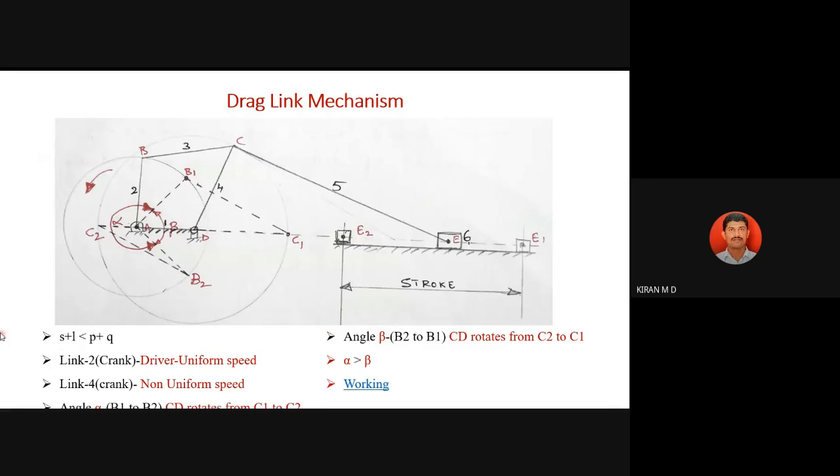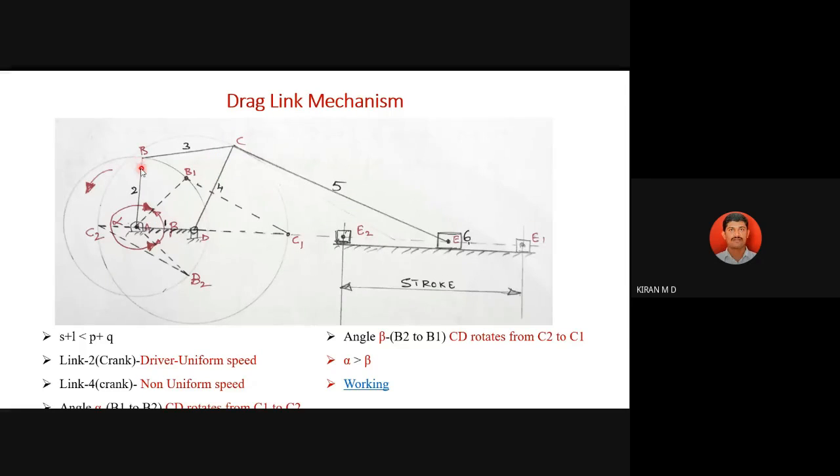Okay, so next is the drag link mechanism. Just briefly, I will tell you the mechanism. It is also an inversion of the four-bar mechanism, having the sum of the shortest link plus the longest link less than the sum of the lengths of the remaining two links. Here link 2 is the driver and link 4 is the driven, but the driver rotates at uniform speed and the driven rotates at non-uniform speed.